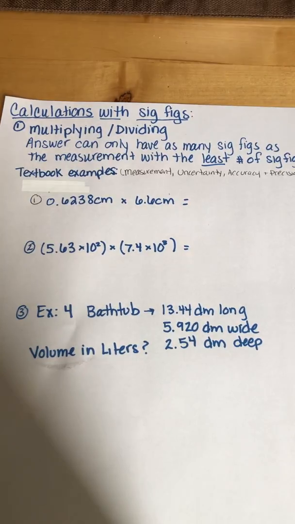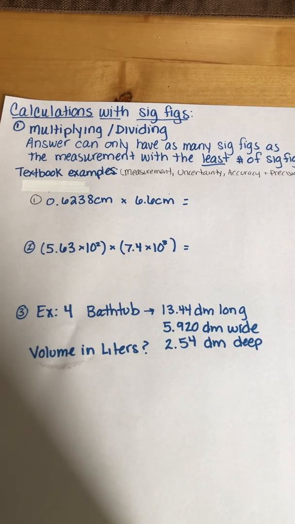There are two different sets of rules. The one in this tutorial is for when you're multiplying and dividing. Very simply, as you should have read, whenever you're multiplying and dividing, your answer can only have as many sig figs as the measurement in the problem with the least number of sig figs. The examples we're going to do, I just grabbed from the text. It's under the measurement, uncertainty, accuracy, and precision topic.